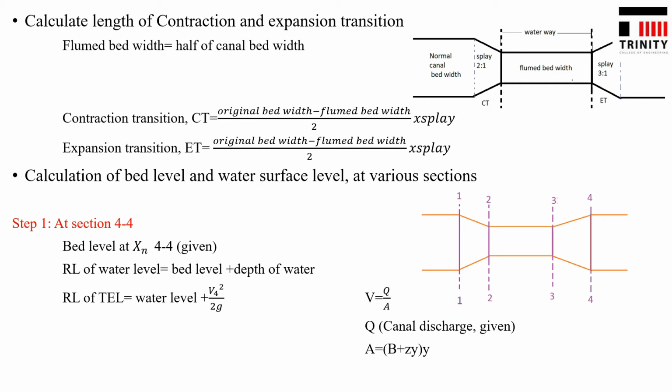Next, we'll move on to the reduced level of water level. Reduced level of water level will be equal to bed level plus depth of the water. Next, what is the total energy level? That will be equal to water level plus V4 square by 2g. Now, how to find the velocity? Velocity from the continuity equation is Q by A, where Q is the canal discharge and area is equal to (B plus ZY) into Y, where B is the bed width, Z is the slope and Y is the depth of water.